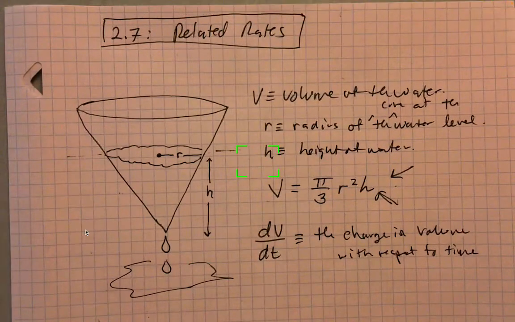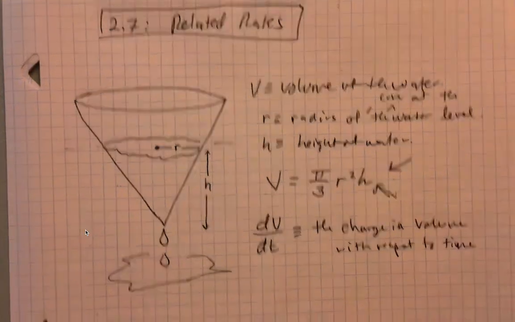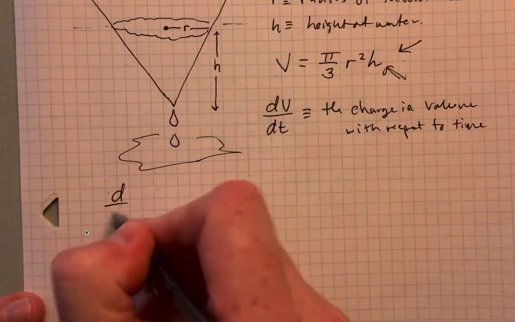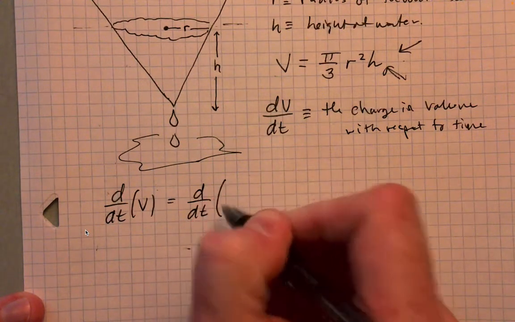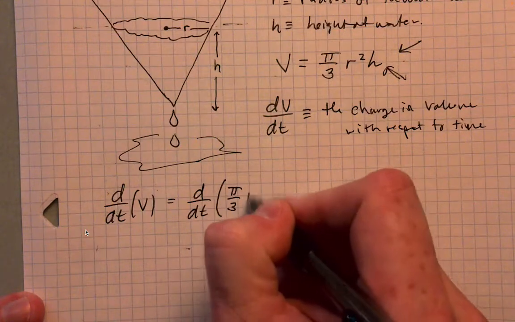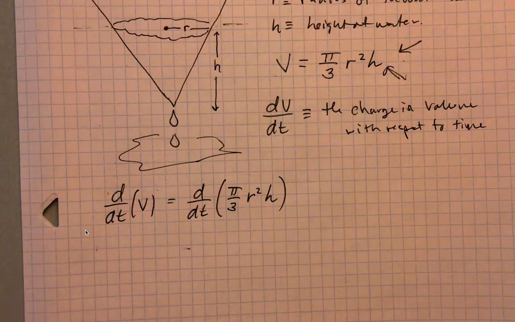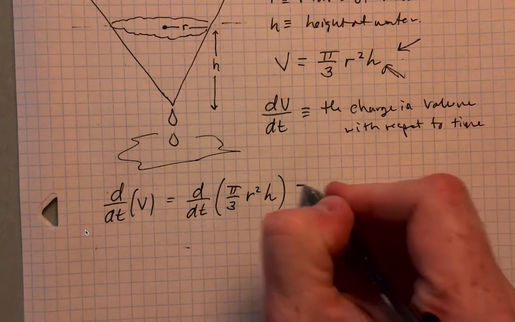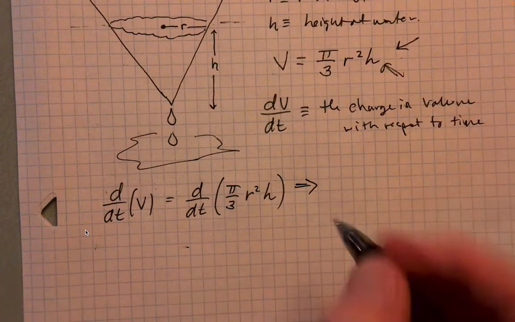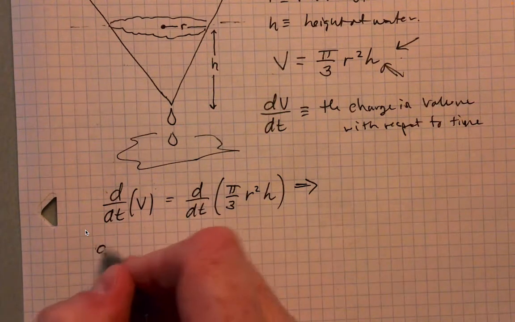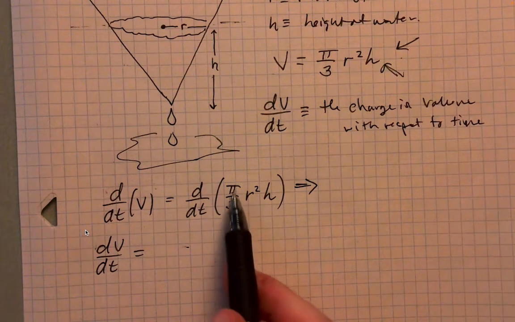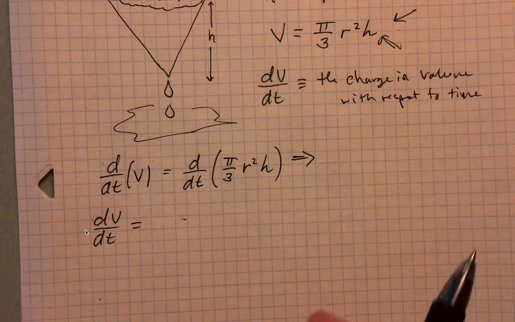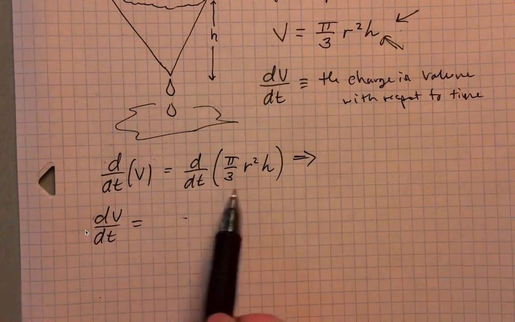Okay, so we'll differentiate both sides of this equation with respect to t. So dV/dt equals d/dt of pi over 3 r squared h. Okay, so the variables here are V, r, and h. So differentiating both sides, we would have dV/dt over here, and that's going to be equal to, now this is a little tricky. You got to make sure you're clear on what all of the pieces of this expression are.